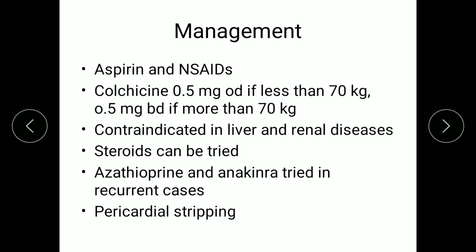Steroids can be tried, but the full dose should be given only for 1 to 2 days. Then it has to be tapered due to the fear of recurrences. In case of recurrent conditions, we can go for azathioprine, anakinra, an interleukin 1 antagonist, and pericardial stripping.